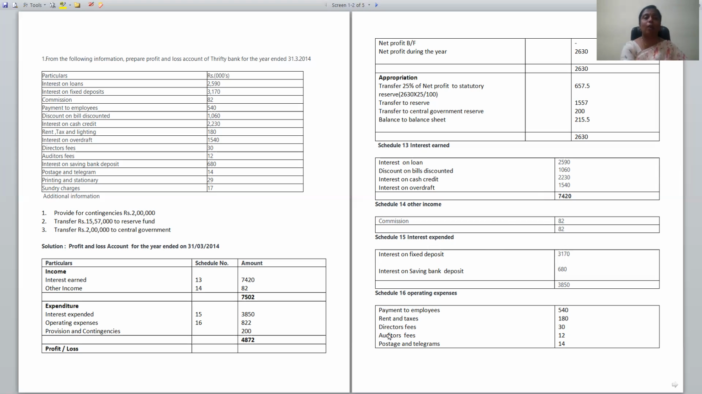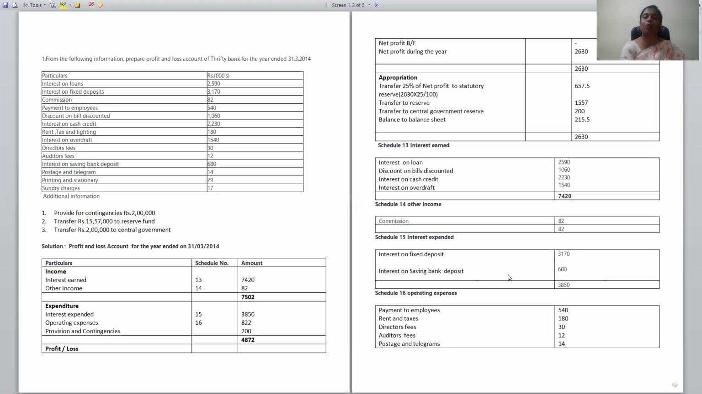So next part of the question is interest on saving bank deposit. For the SB account maintained by the customer, interest will be paid to the customer from the bank end. So any interest what you pay being a banker comes under your interest expended, schedule number 15. So we can see the reflection of 680 rupees under schedule number 16.